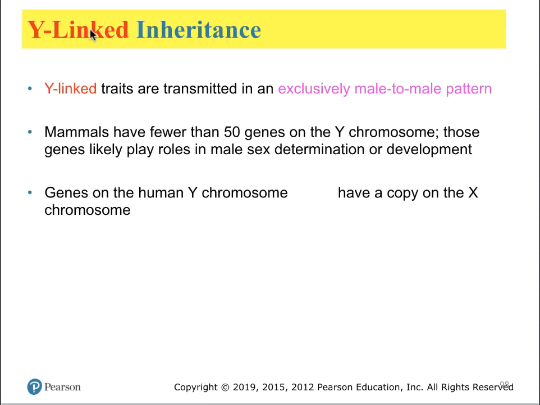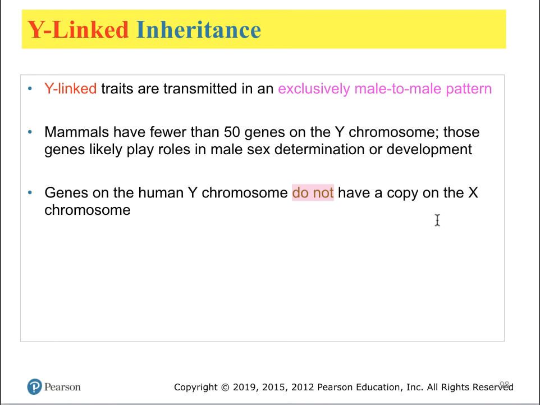Let's turn our attention to Y-linked inheritance. As we mentioned earlier, Y-linked traits are only transmitted exclusively from male to male. We also mentioned earlier that mammals have fewer than 50 genes on the Y chromosome, and these genes are most likely involved in some type of sex determination or development. And that's true. So far, none of the genes on the human Y chromosome have a copy on the X chromosome.